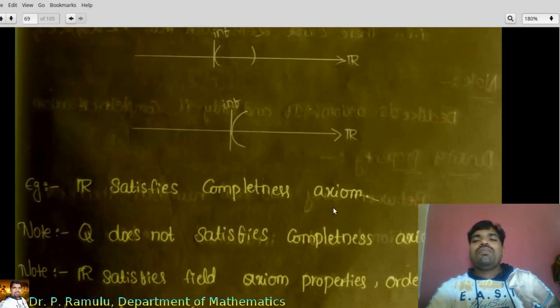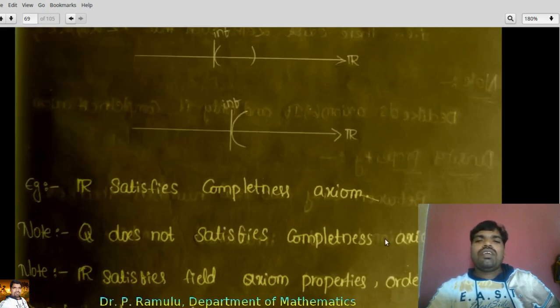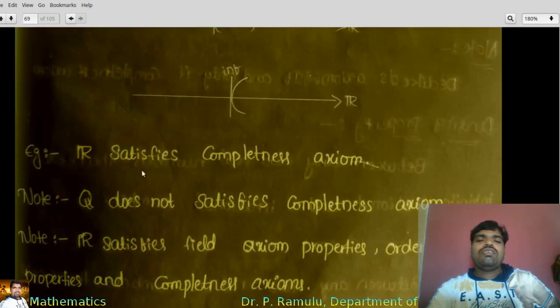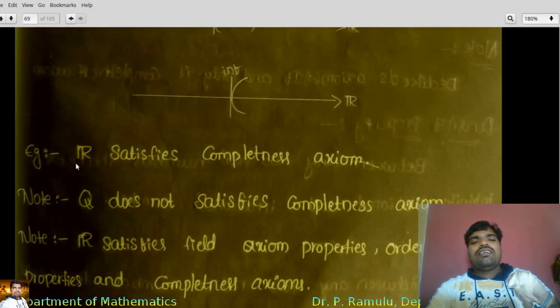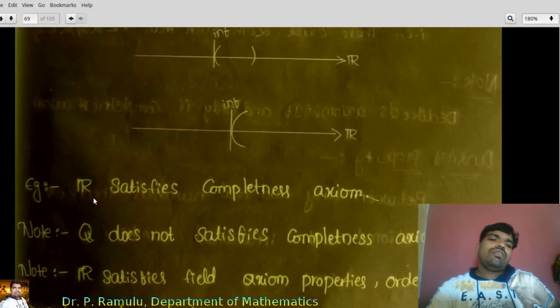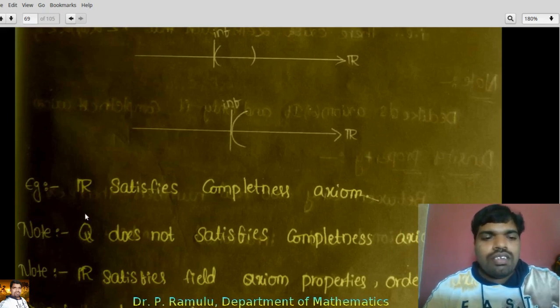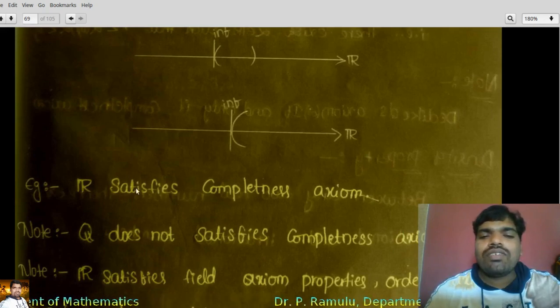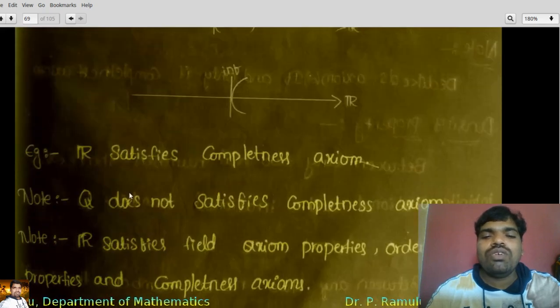R satisfies the completeness axiom. Q does not satisfy the completeness axiom. That means there are sets in Q for which the supremum or infimum does not exist in Q. This statement is defined for real numbers, not rational numbers, that's why R satisfies the completeness axiom and Q does not.